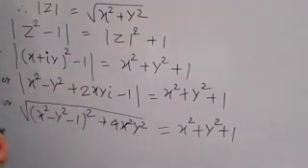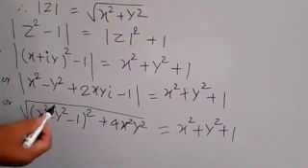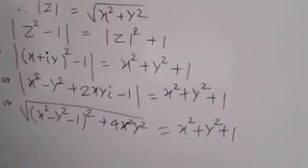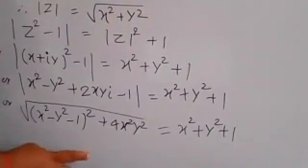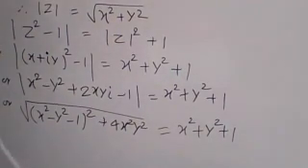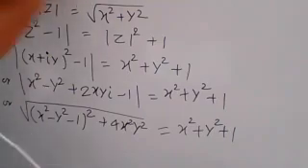Now squaring both sides. If you are squaring here, the root is cancelled out. Okay, so have you noted up to this step? Yes, sir. Okay.